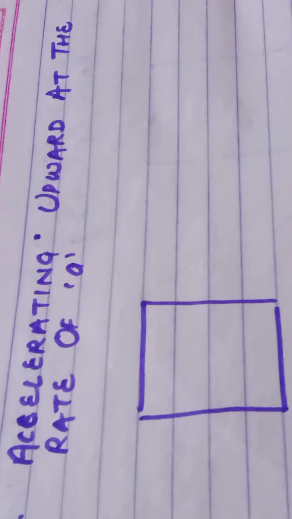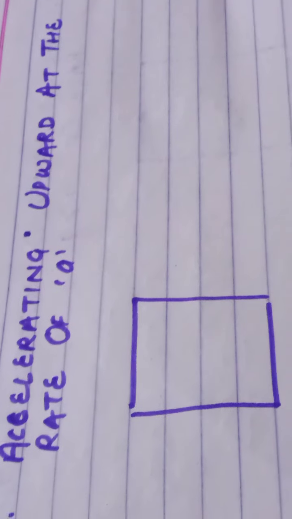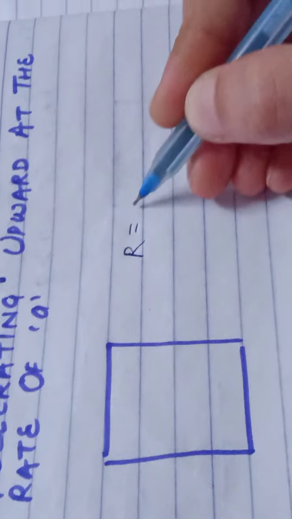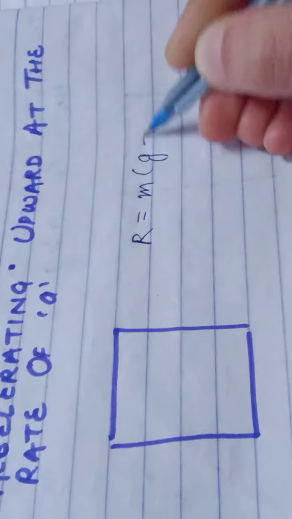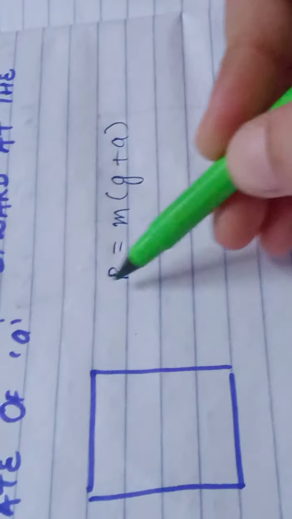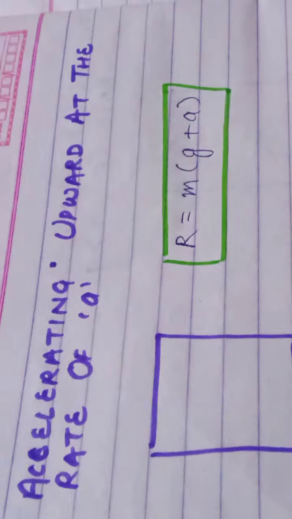In the third condition, the lift is accelerating upward at the rate of a. So we will not draw the FBD and not do the whole process, but we will apply the short trick. R is equal to mg plus a, and this is the answer for this condition.